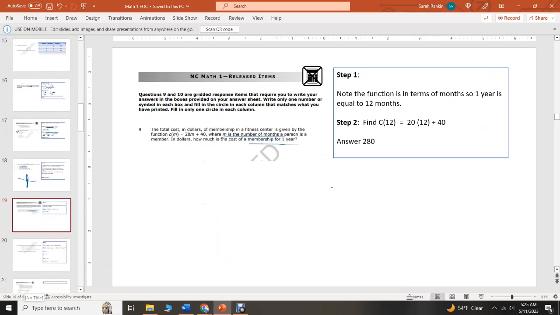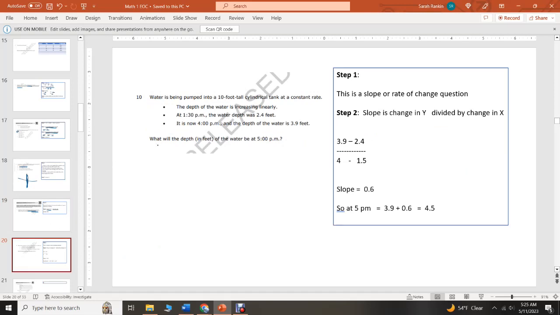Total cost in dollars is this for a 1-year membership. M is the number of months, so this is a little tricky. One year is basically 12 months, so we simply have to find C of 12. We just put 12 in for M, do the arithmetic, and come up with 280.